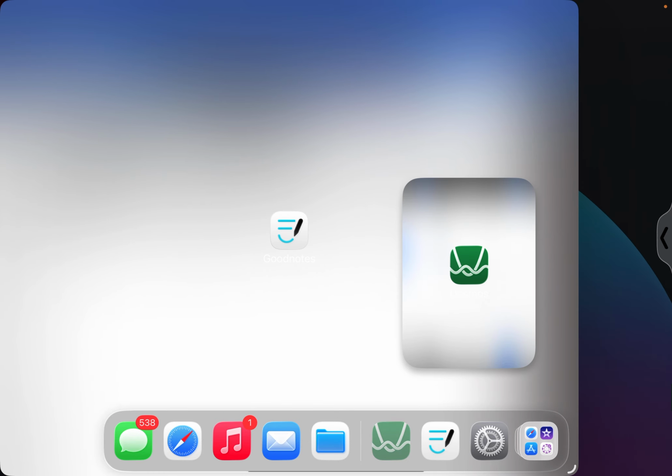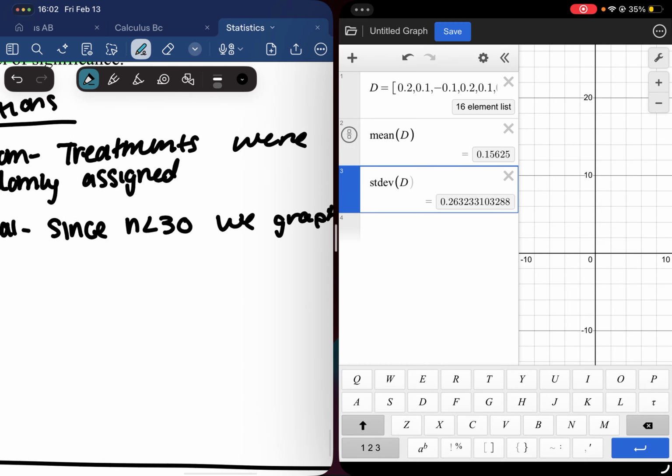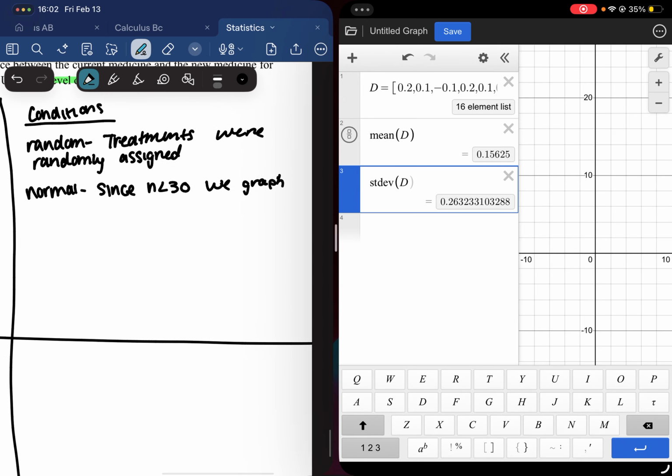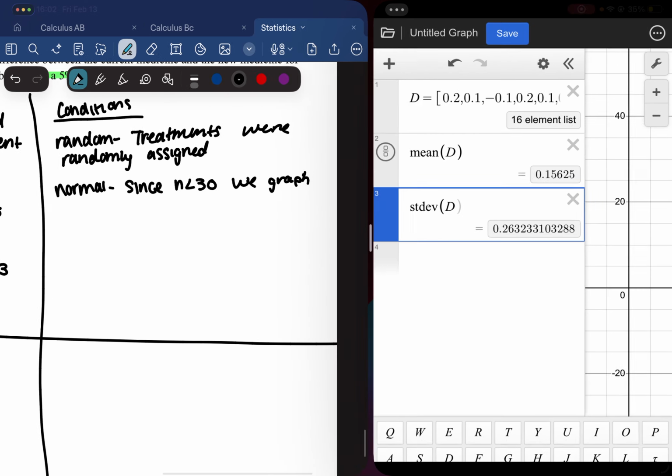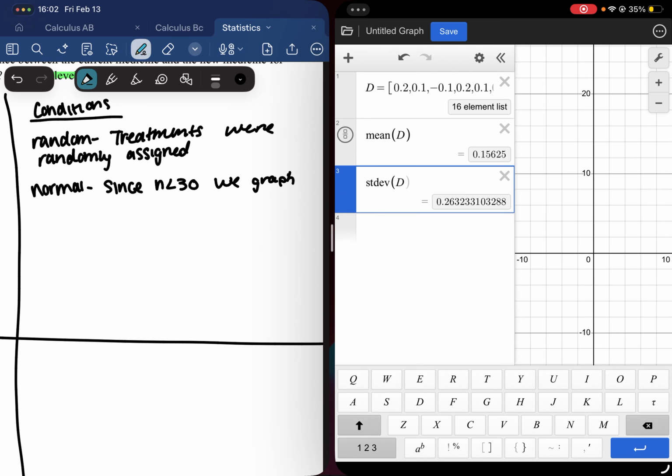histogram. Let's see if it will let me bring it up like that. Oh, that's what I was trying to do before. Okay, perfect. So what we're going to do now is we're going to create a histogram for that difference. Okay, give me one moment.